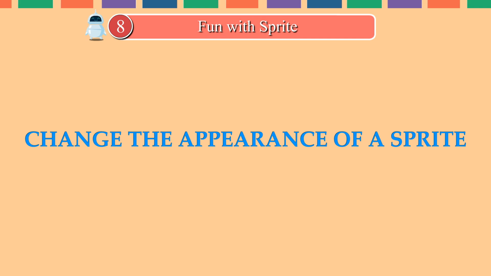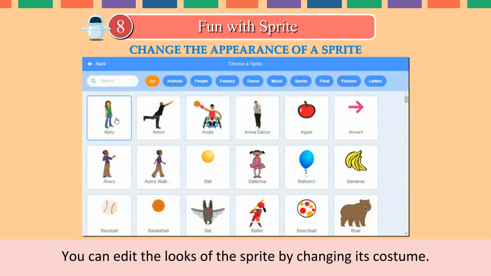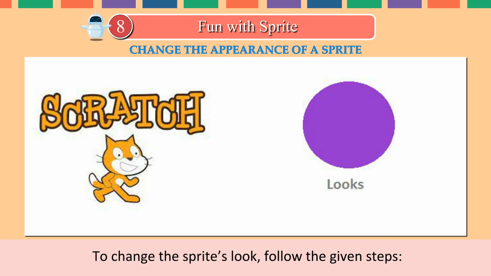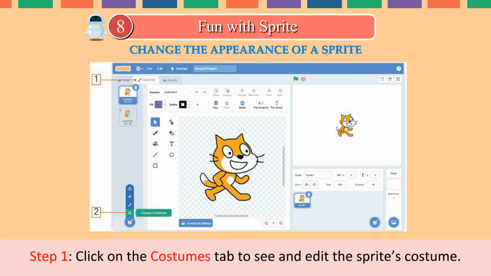Change the appearance of a sprite. You can edit the looks of the sprite by changing its costume. The Looks blocks control the looks of the sprite. To change the sprite's look, follow the given steps. Step 1. Click on the Costumes tab to see and edit the sprite's costume.